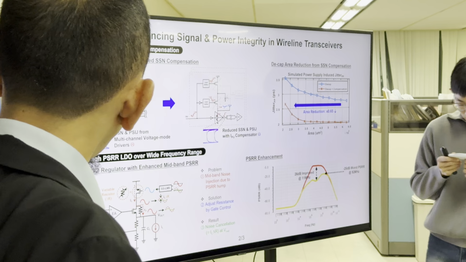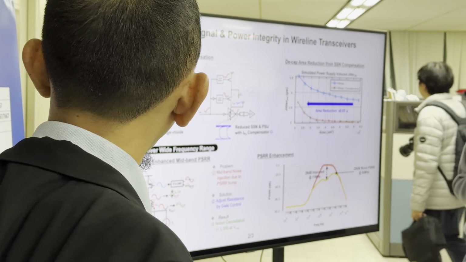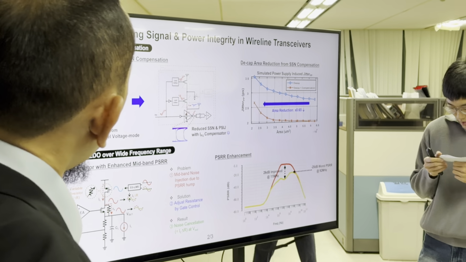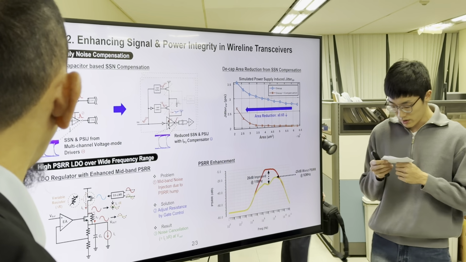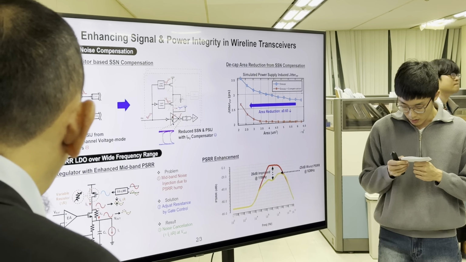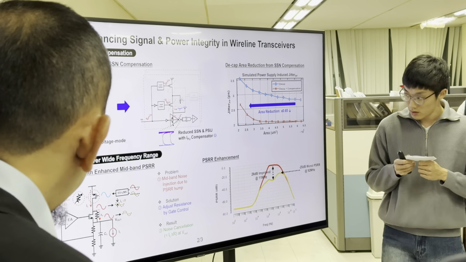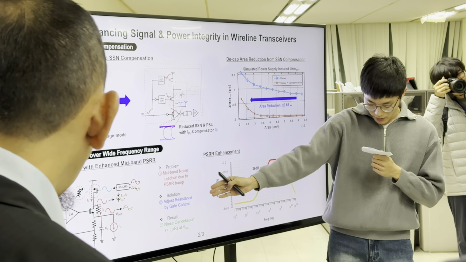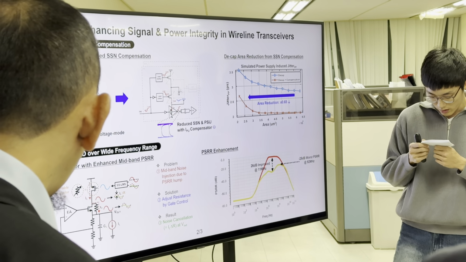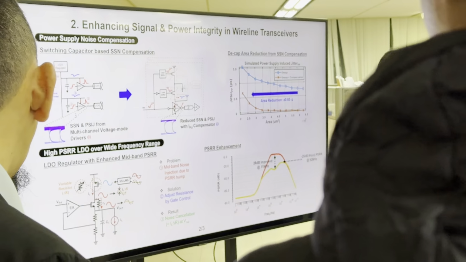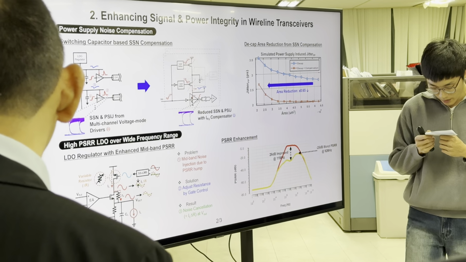Given the tight area constraints within the HBM, our research aims to save area typically allocated to decoupling capacitors by implementing on-chip switching noise compensation techniques. Furthermore, we are conducting research to enhance immunity against off-chip coupled noise beyond the SSN generated within the chip.